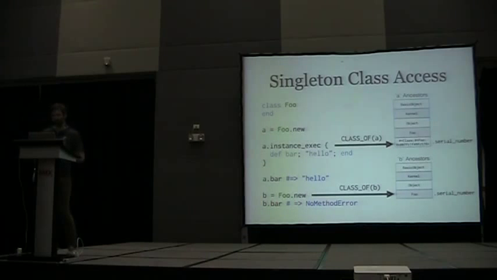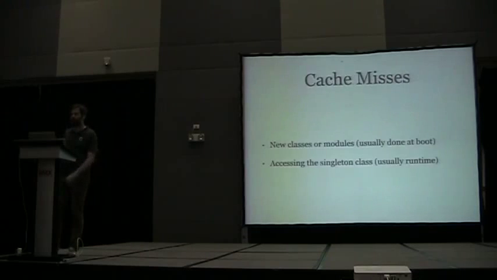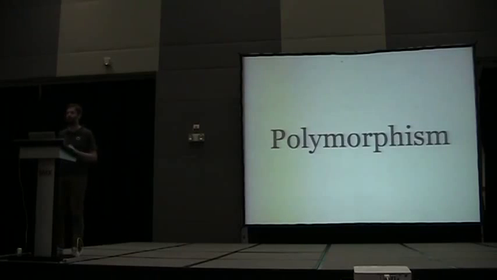All right, so cache misses. We've seen two types of cache misses. Typically when we're creating new classes or new modules, which is done at boot, or when we're accessing a Singleton class, which is usually done at runtime. There's another one that's a bit more, well, I don't know if it's important. You'll see why I'm saying that later. Another one that's kind of interesting is polymorphism. Writing polymorphic code can also cause these cache misses, and I'll show you why here.